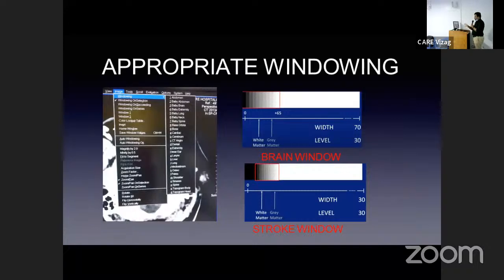Within this width from -40 to +100, all your shades of gray are adjusted within those 140 units. If you expand the width, the shades will be adjusted accordingly. So that is what windowing is. When you keep a narrow window, like a stroke window, 30 to 30, your width reduces. So you're adjusting your shades within 0 to 60, and for every 2 Hounsfield units you have a different shade of gray, so better appreciation will be possible.